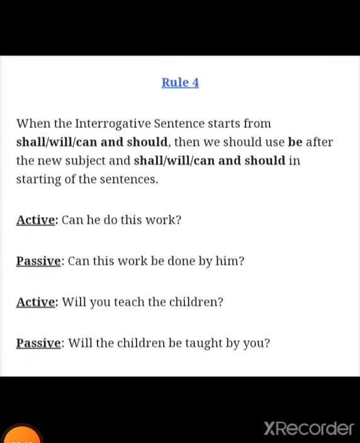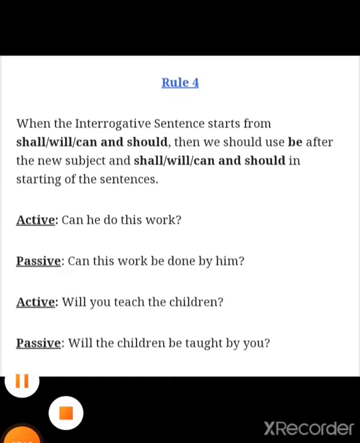Now let us move to rule number 4. In rule number 4, we will be discussing the future tense. And also we will be discussing, if there is a can or shall or will, how will you write these kinds of sentences? How will you transform this kind of active voice into passive voice?